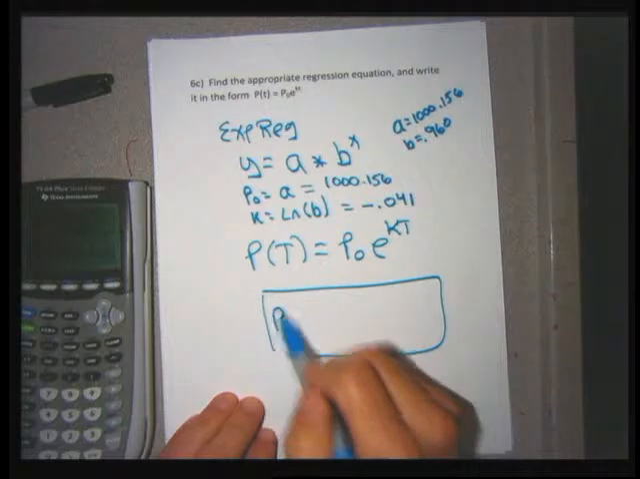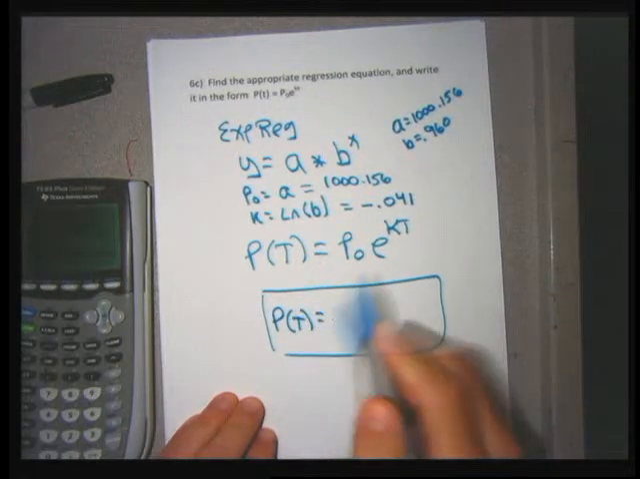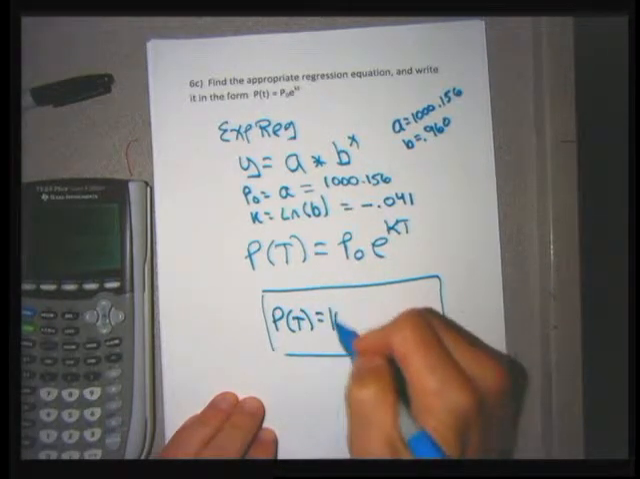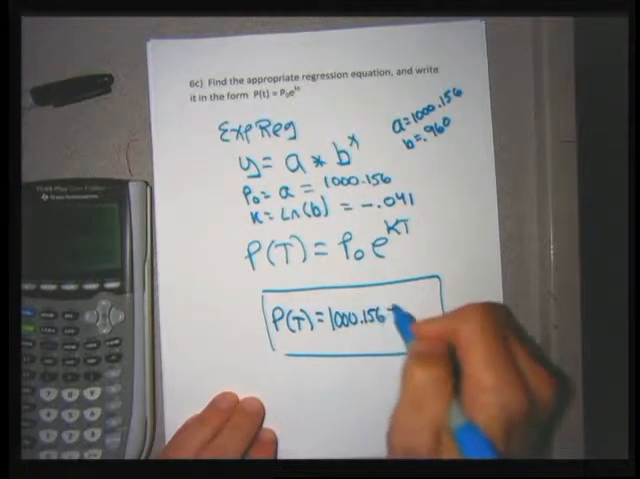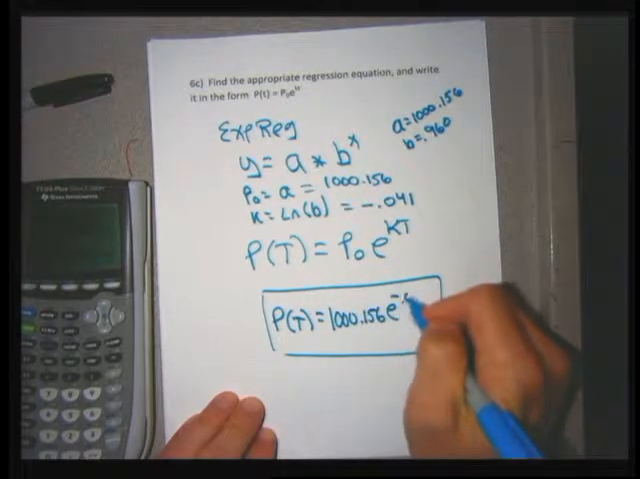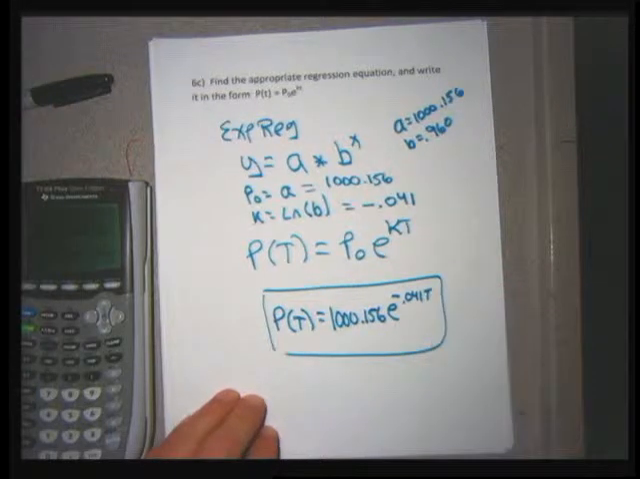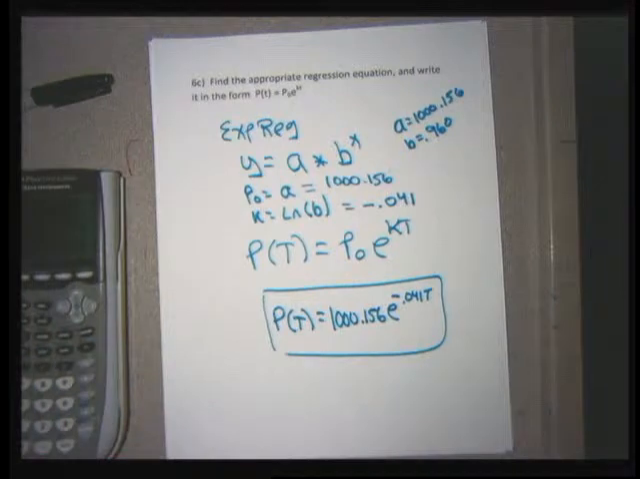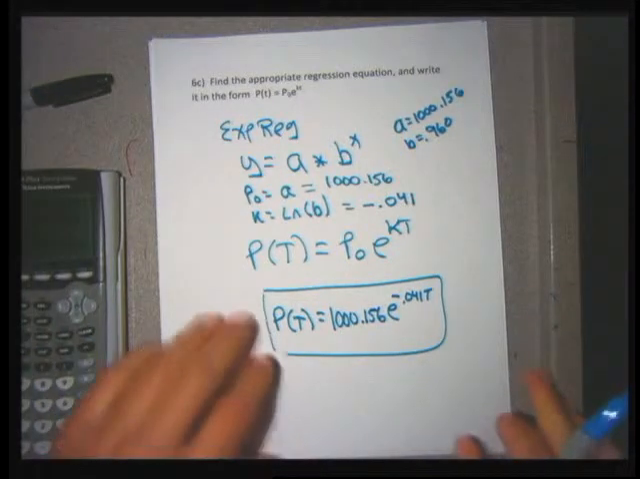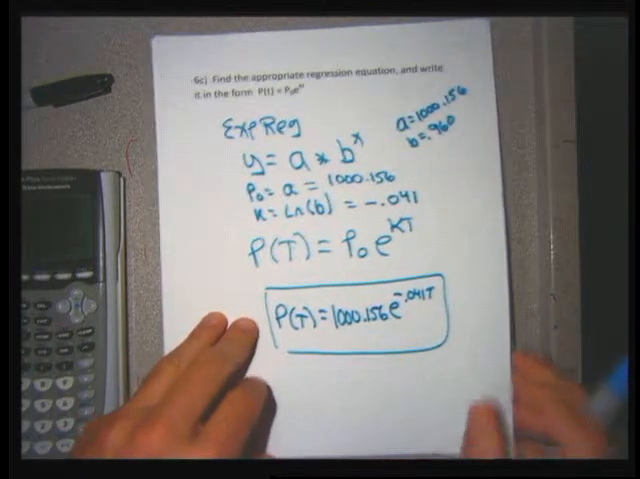So for 6C, the exponential equation that we're going to use to model this data is 1,000.156 times e to the negative 0.041 t power. So that's the answer to part 6C. That's something you're going to be required to do on the test. Similarly, you're going to be required to do something like 6D.